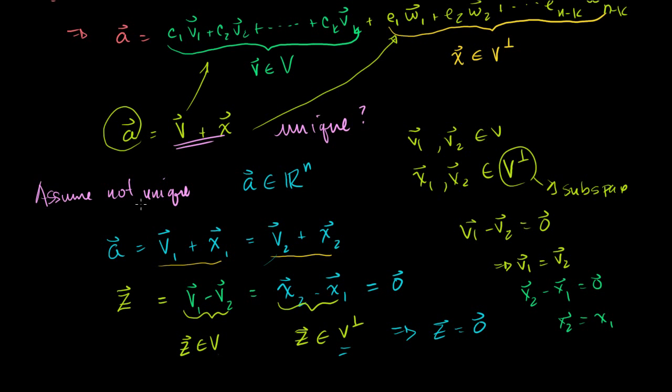So we tried to say that, hey, there's two ways to construct some arbitrary vector A that's in Rn, and we set them equal and wrote that down. But then we found out that no, v1 must be equal to v2, and x1 must be equal to x2. So there's only a unique way to write any member of Rn as a sum of a vector that's in our subspace V and a vector that is in the orthogonal complement of V.